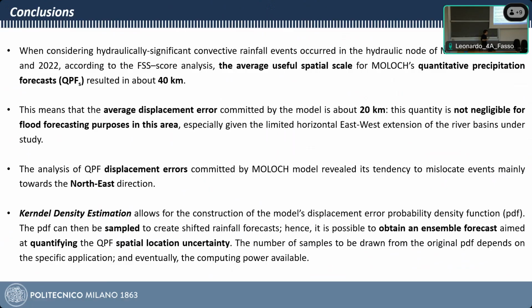Then for the development of the methodology, we propose to use a kernel density estimation procedure to obtain the 2D probability distribution function of the error of the meteorological model, and sample from it as many points as you can according to your computational availability, and also to the specific application of this sampling.